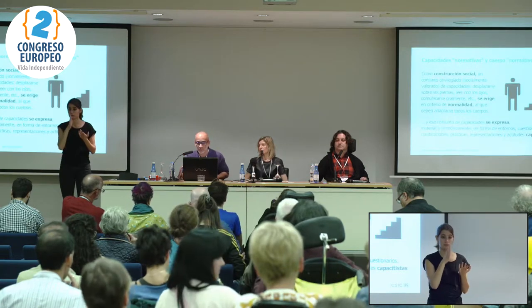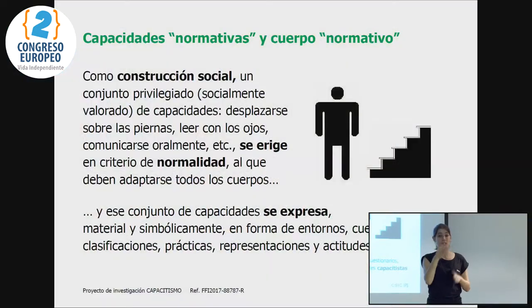Now we're speaking about regulations, because when we speak about the fact that capacities are a social construction, we also speak about something that is normal: to walk on two legs, to read with one's eyes, to be able to speak orally.